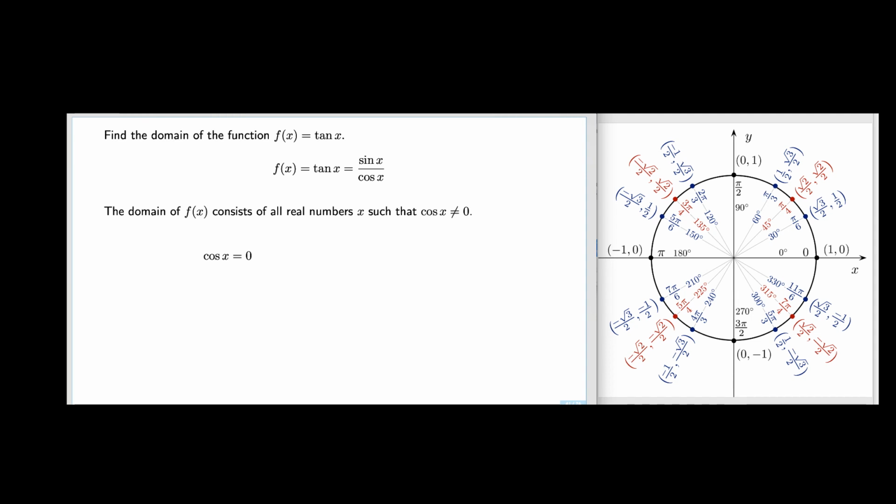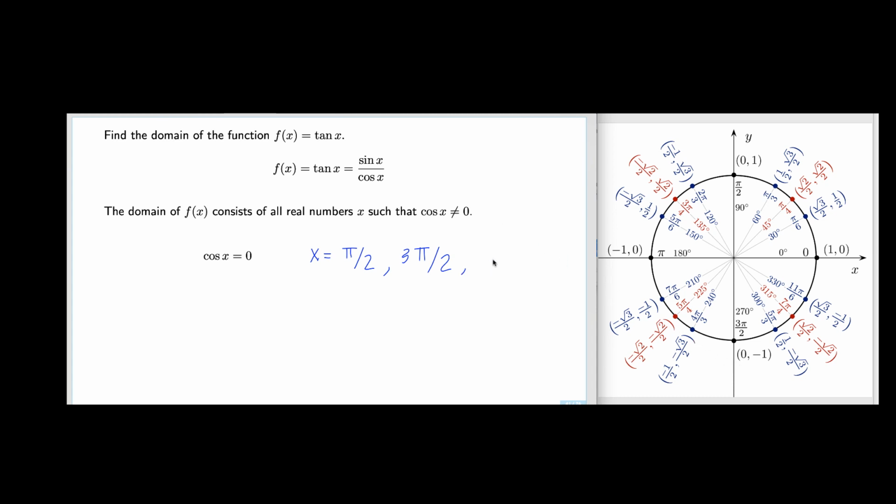So we can think about this using our unit circle. So again, remember that cosine of an angle is its x-coordinate on the unit circle. So when will the cosine of an angle be equal to 0? So this will happen when x is equal to, for example, pi over 2. So when we're up at pi over 2 or 90 degrees, the x-coordinate is 0. It also happens again down at 3 pi over 2 or 270 degrees. Again, the x-coordinate is 0.